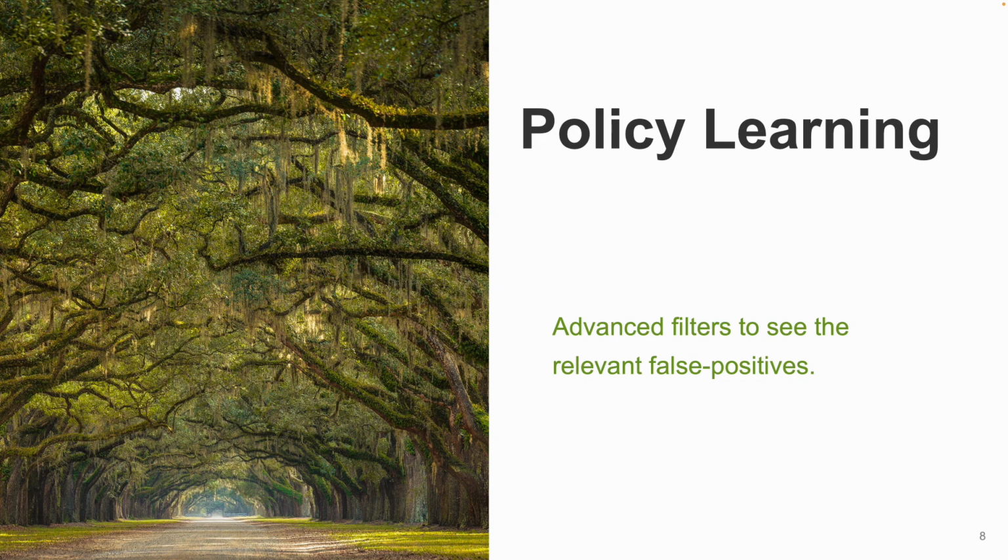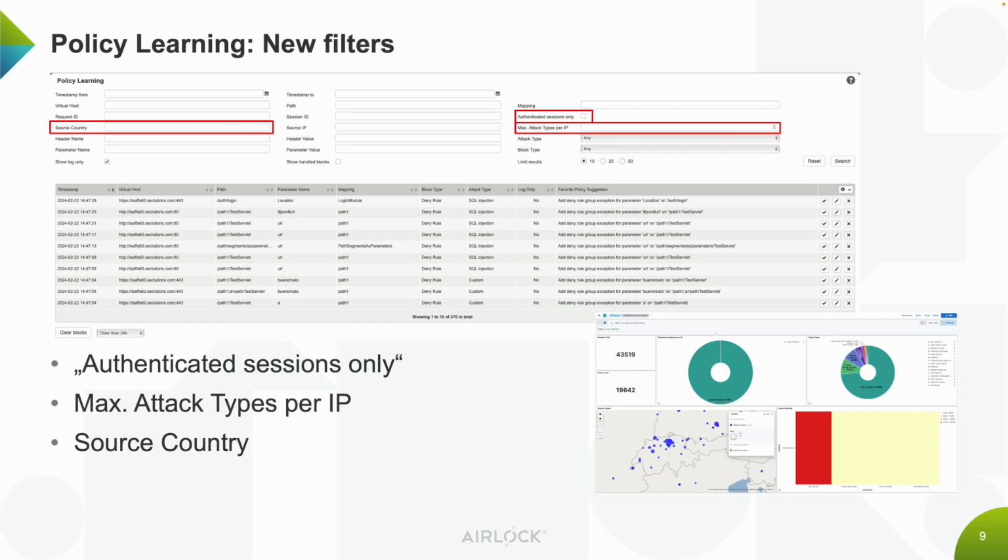Thank you, Mike. One of the daily challenges in operations of Gateway is handling of false positives and distinguishing them from the true positives. To manage these false positives, Airlock Gateway comes with the policy learning feature. In Gateway 8.2, we extended the policy learning tool with additional filters to simplify even further the integration task. We introduced 3 new filters in policy learning to distinguish false positives from true positives. This helps to reduce the number of shown blocks to a smaller list, which needs to be investigated.